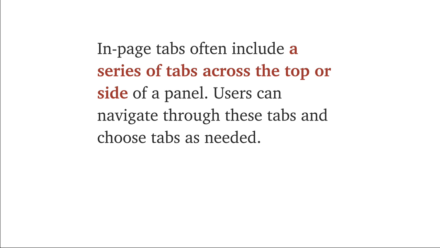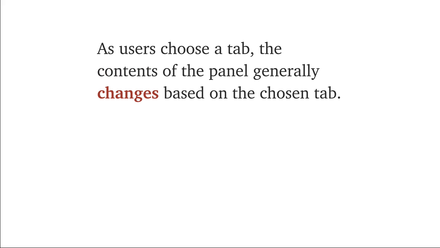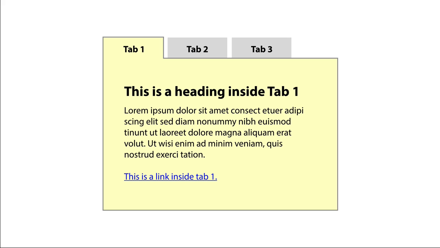Well, in-page tabs often include a series of tabs across the top or the sides of a panel. Users can navigate through these tabs and choose tabs as needed. As users choose a tab, the contents of the panel generally changes based on the chosen tab. And here's a diagram showing tab 1, tab 2, and tab 3.